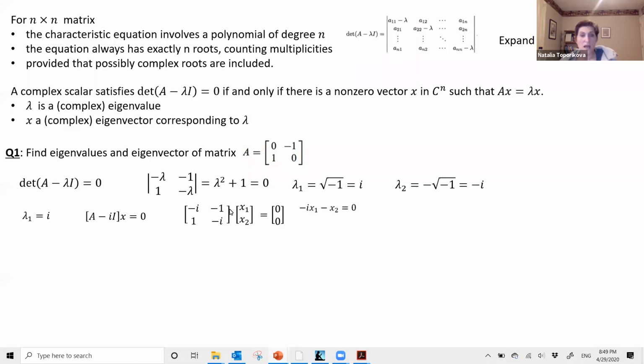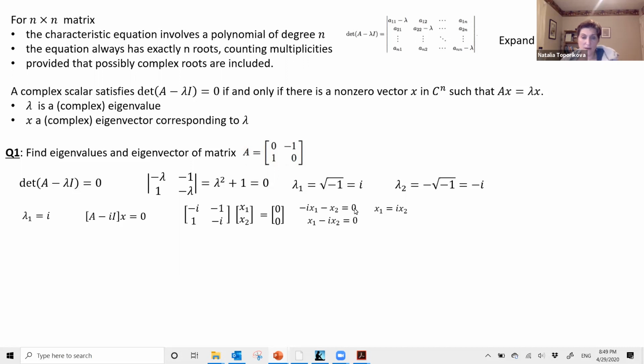And then just expand it in the two equations. The first row multiplied by the vector x1, x2 should give us the first equation, and the second row multiplied by the vector x1, x2 should give us the second equation. But the positive thing is, similarly to the real eigenvalues case, our equation usually has a free variable, which means that our equations are reduced to pretty much the same one.